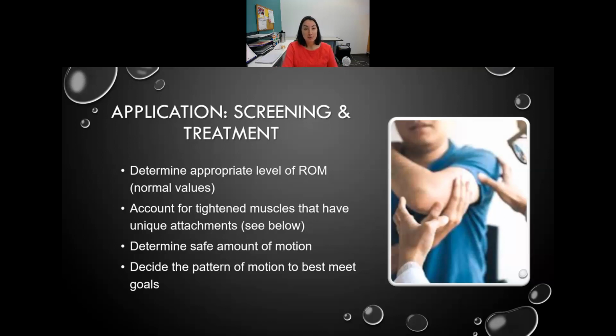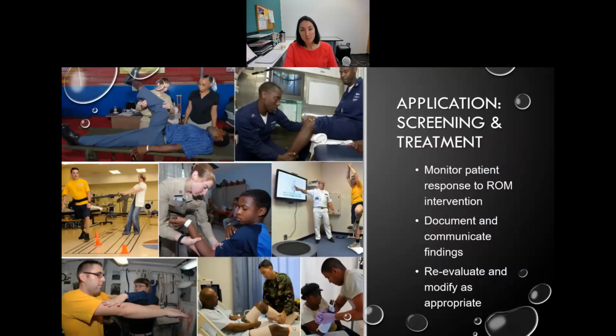Make sure you determine the safe amount of motion, decide the pattern of motion that will meet that patient's specific goals. And then monitor their response throughout, see if it seems like it's painful or if they seem like they're comfortable or not. Document and communicate the findings. This looks limited, this looks increased, whatever you find, and then reevaluate and modify as appropriate. So make sure that you're assessing throughout to determine what is causing this limitation. Are they tight? Are they afraid? Are they in pain and they're kind of blocking the movement? Or is there a true limitation there?